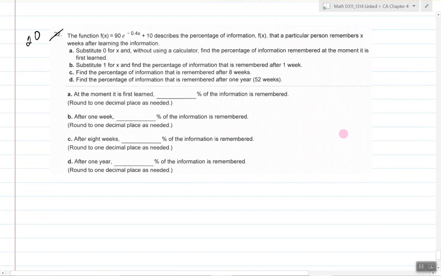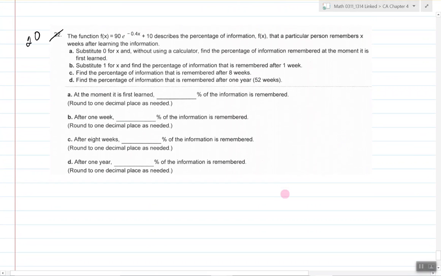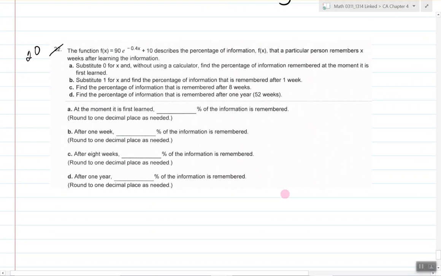All right, let's look at this one. These are all different applications. This one says the function f of x equal to 90 times e to the negative 0.4x plus 10 describes the percent of information, f of x, that a particular person remembers x weeks after learning the information. We have several things to do. They're changing up the number of weeks, which is x.